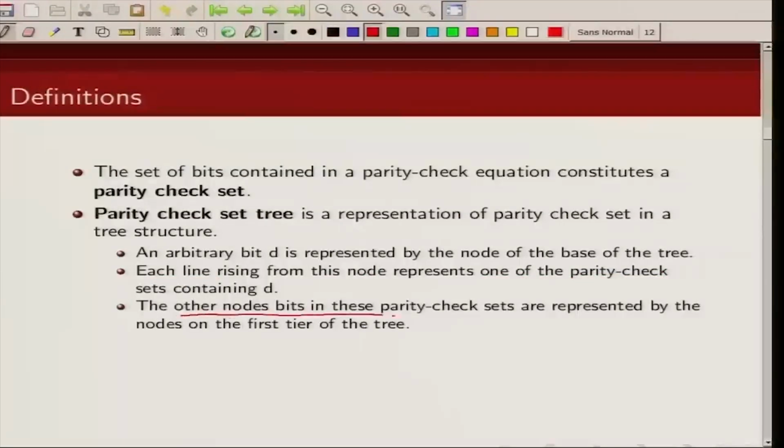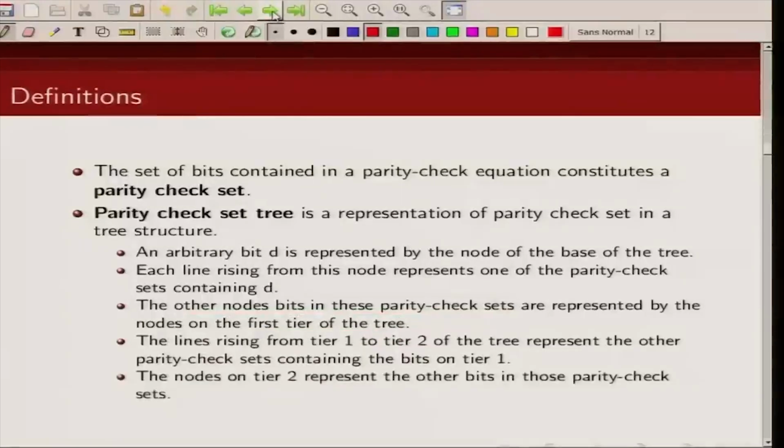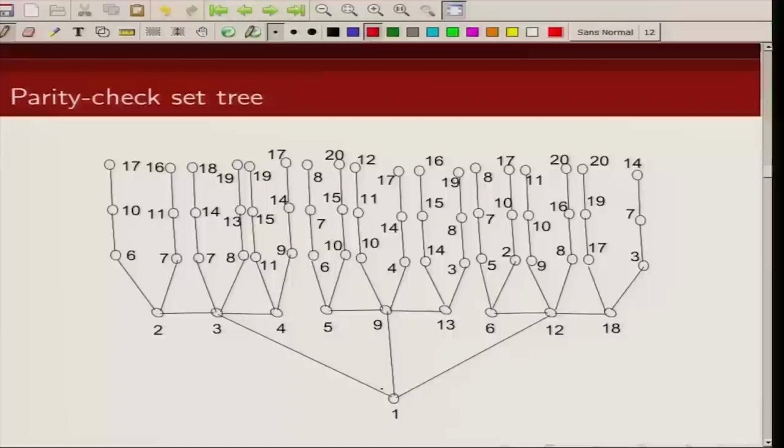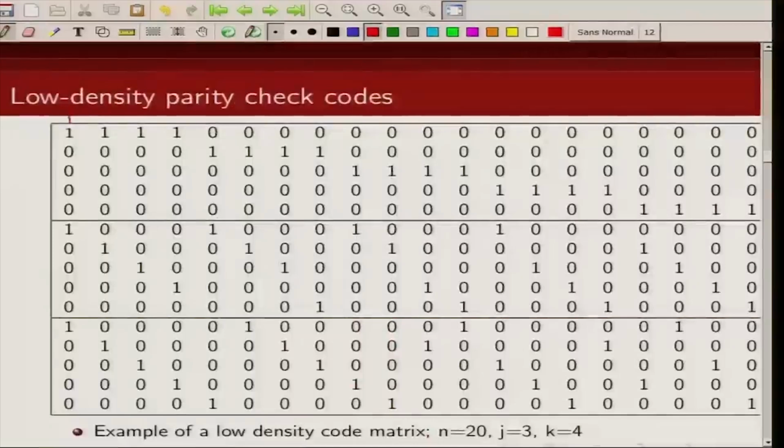Now, other nodes in these parity check constraints are represented as nodes in the first tier of the tree. What do I mean by this? Let us say I have this first node, calling it node 1. This node participates in 3 parity check equations, you can see 1, 2, 3. Going back to our matrix, we are looking at the first bit, it participates in this parity check equation, this parity check equation and this parity check equation.